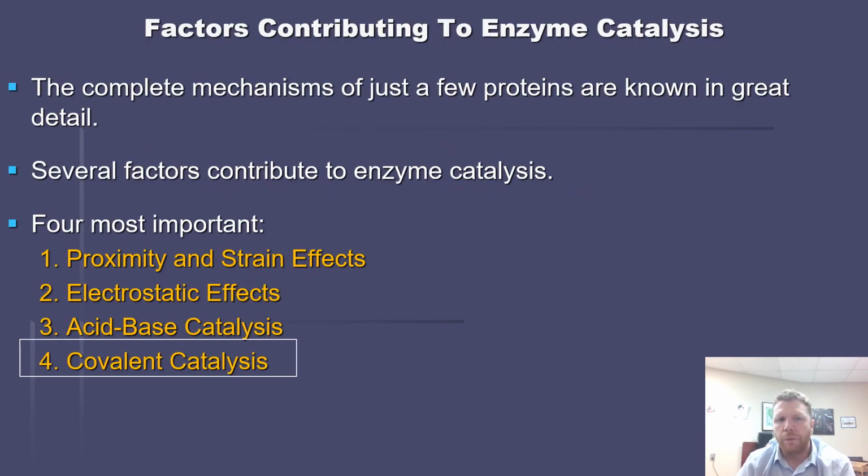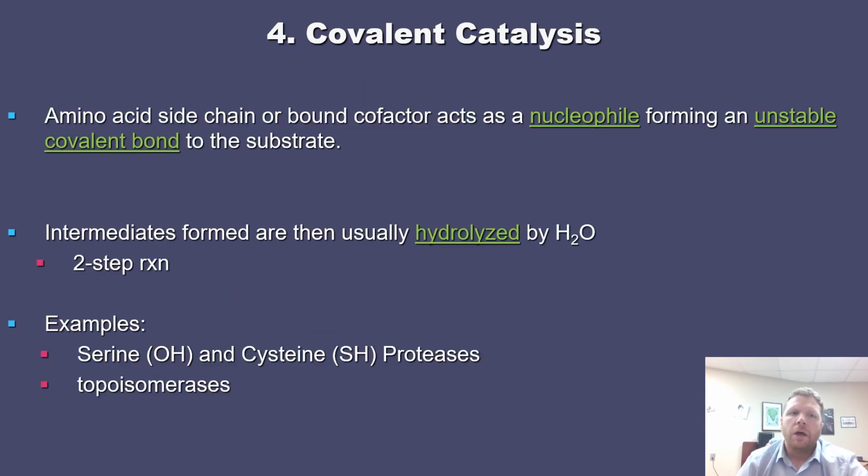Now, our last group of factors contributing to enzyme catalysis would be covalent catalysis. Amino acid side chain groups act as nucleophiles, forming an unstable covalent bond to the substrate. Intermediates formed are then usually hydrolyzed by water, so that would be an instance where water would be brought into the active site of the enzyme. And this is going to be a 2-step reaction.